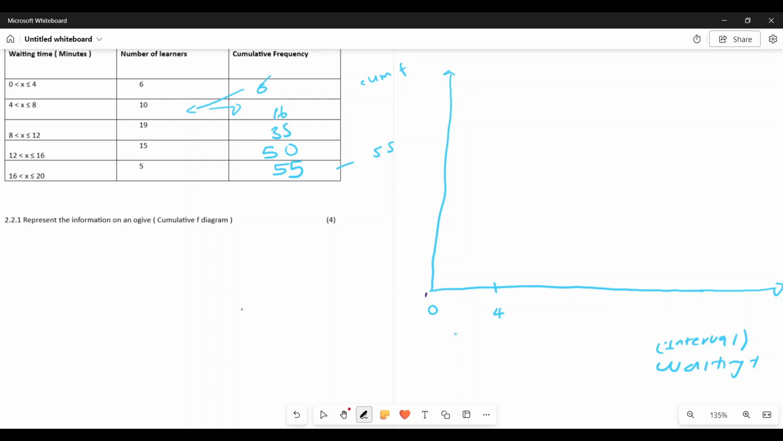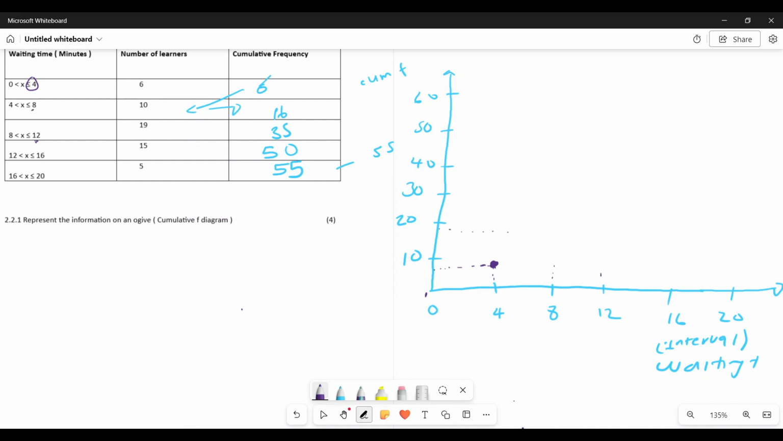But I'm just trying to draw this roughly: 0, 4, 8, 12, 16, 20. I'm using a scale of 4. And for the first interval, between 0 and 4, this needs to be plotted at 4. On my frequency axis, the scale that I'm going to use is 10, 20, 30. So the first point I'm going to plot is at 4, where my cumulative frequency is 6. This would represent the starting point of my ogive.